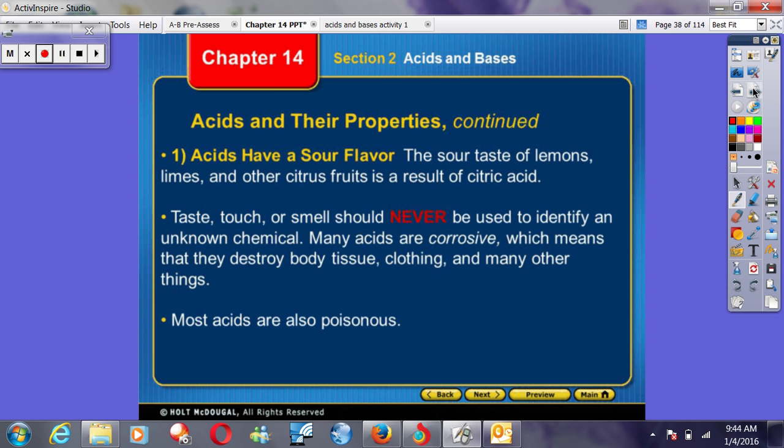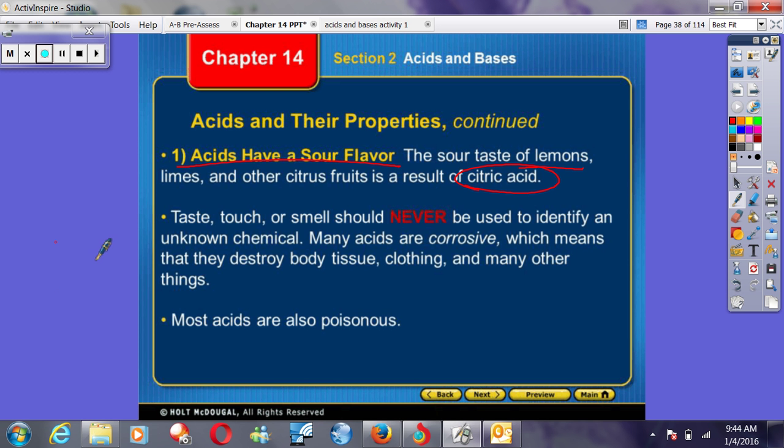Number 1, acids have a sour flavor, and we saw that in one of our questions the other day in our TCAP practice, our mid-year assessment. Acids have a sour flavor, so that's why lemons and other fruits taste that way, because of the citric acid. That's the first property of acids.